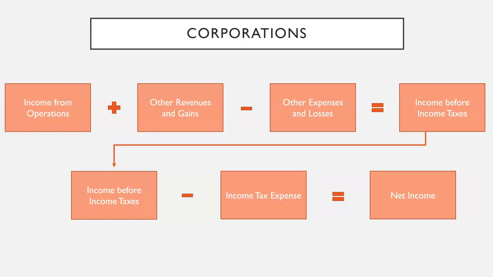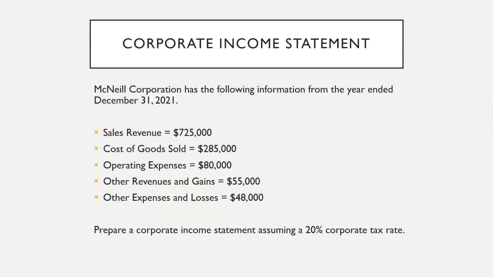So notice, those first three boxes along the top, still the same. Income from operations, plus other revenues and gains, minus other expenses and losses. But instead of that giving you your net income, it now gives you something called income before income taxes. Then we can use that number to find our income tax expense. And that is how we will finally be able to calculate our net income. So it's similar, it's just this one extra little step in here. So let's work through an example and see it in action.